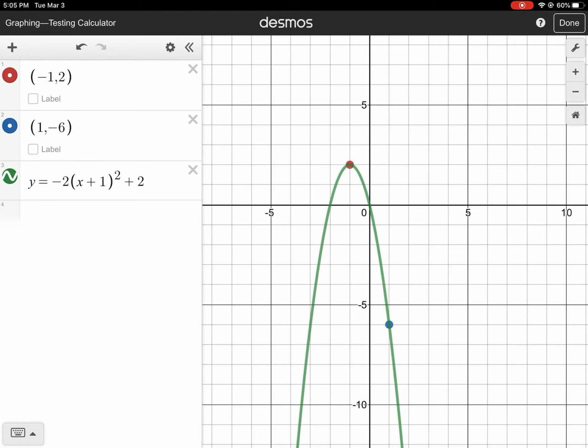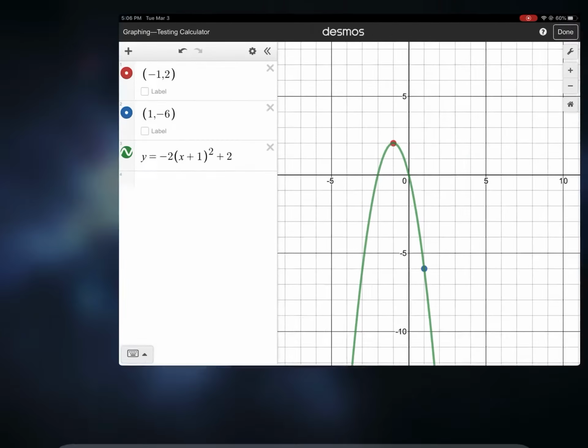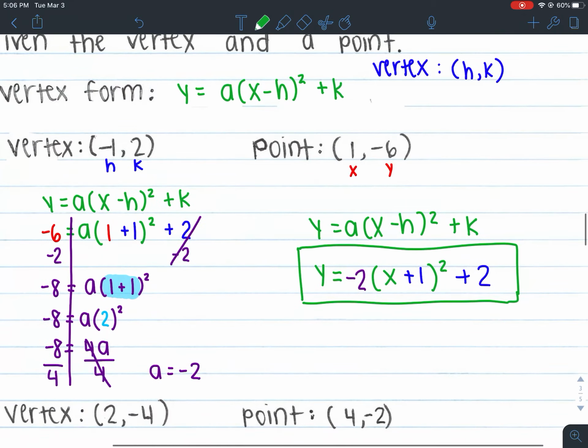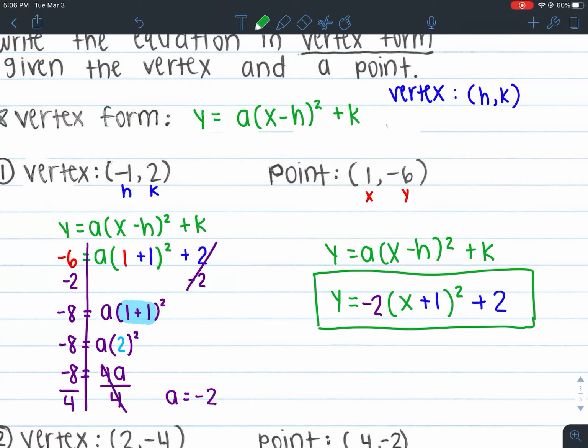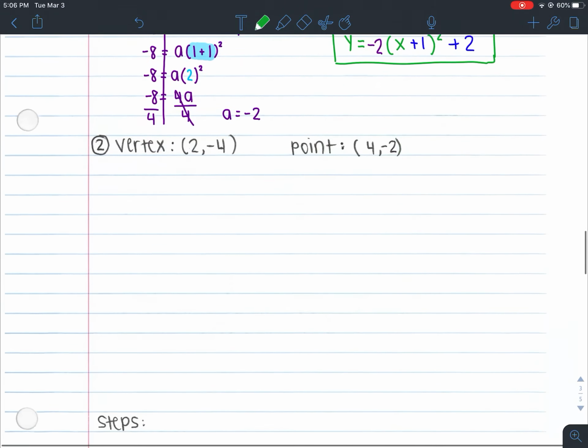Yeah. So what we did was we took the vertex and we used the point to make an equation from it. So let's review one more time. Where did the blue parts come from? Well, that came from the vertex. They gave us that. Where did the purple come from? Well, I had to find that, right? They didn't give me a, so I had to find the a. So let's go ahead and write our steps before we do number 2.